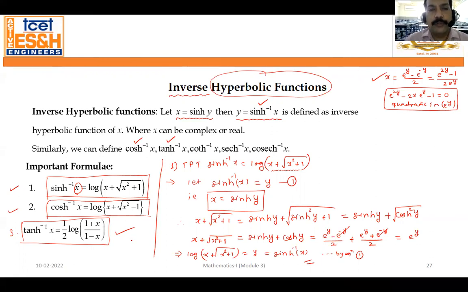We are not going to study what is cot hyperbolic inverse, what is sec hyperbolic inverse, and what is cosec hyperbolic inverse. First of all, let me clear one thing. Many people have a misinterpretation that sin hyperbolic inverse of x means it is 1 upon sin hyperbolic of x. No. First of all, understand this: sin hyperbolic inverse of x is not 1 upon sin hyperbolic of x.